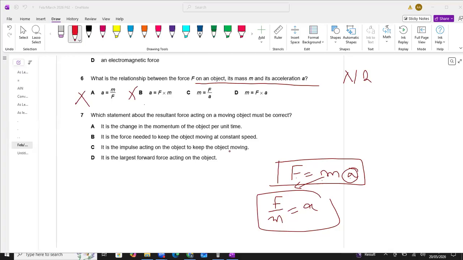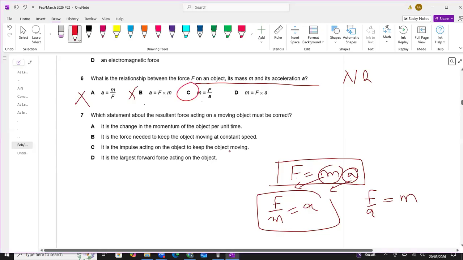Now look at option C. In option C they are making M independent. So if I make M independent here, I have to move the A to the left side. So F upon A is equal to M. So it means, students, yes, C is the correct option. That the mass is equal to resultant force divided by acceleration.